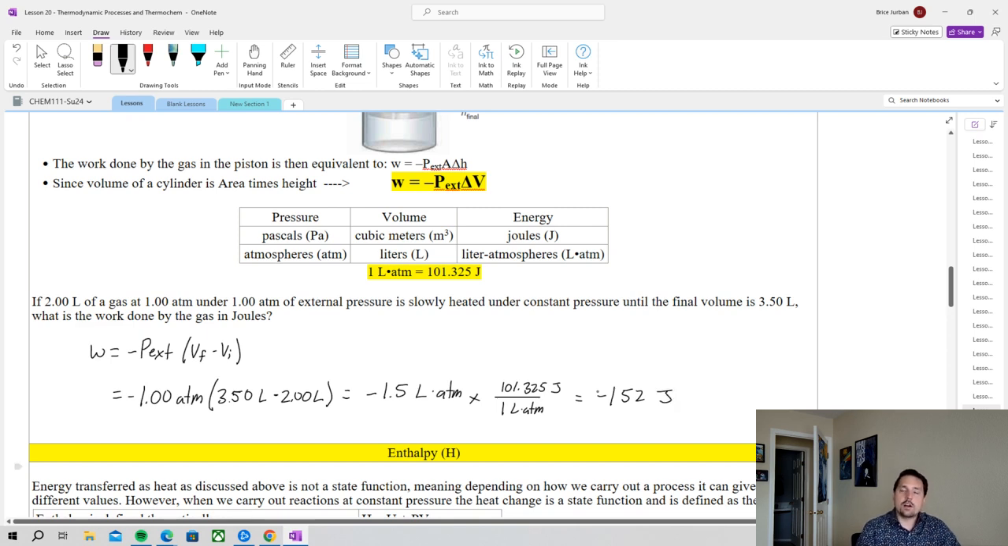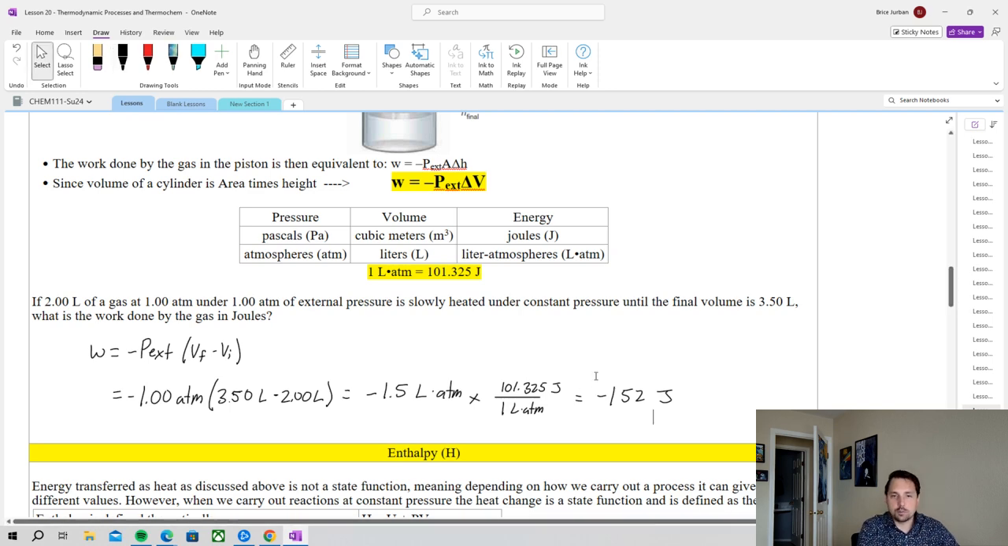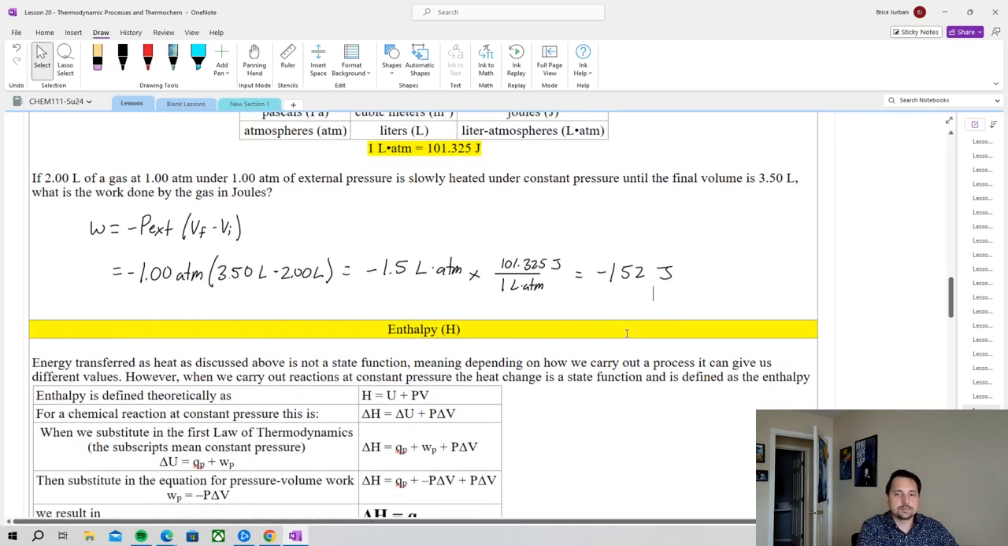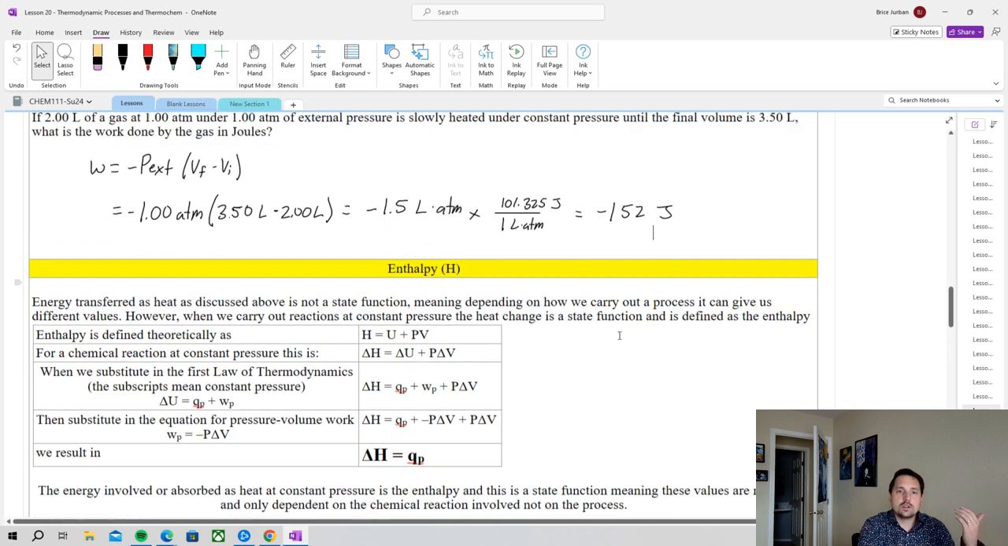And this could be part one of a two-part problem, where you then have to determine the heat transfer that's occurring and find the internal energy change of the system. There's a couple problems like this on your homework. All right, so let's go and start moving over to heat transfers.